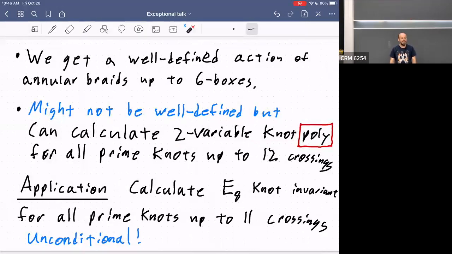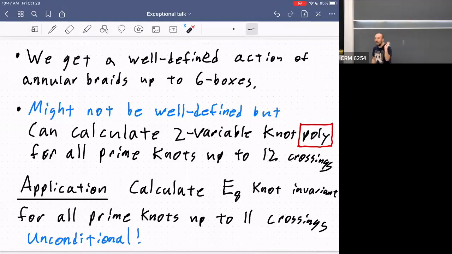If you make the right change of variables, the right change of variables is mysterious. It's a typical Scott trial and error thing. We have no idea where it comes from. You get 1,000 knots and then you ask, what do the denominators look like? And then you clear the denominators. So, up to 12 crossings, you get a Laurent polynomial with integer coefficients in V and W.